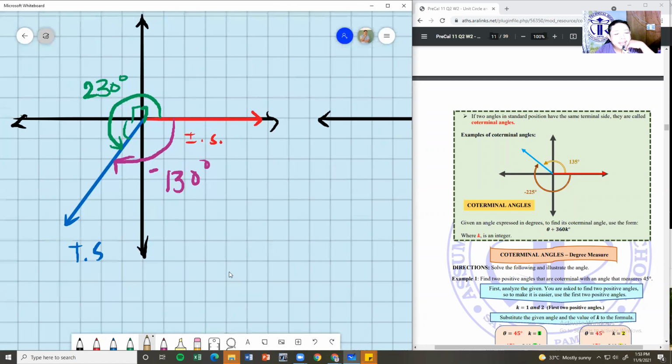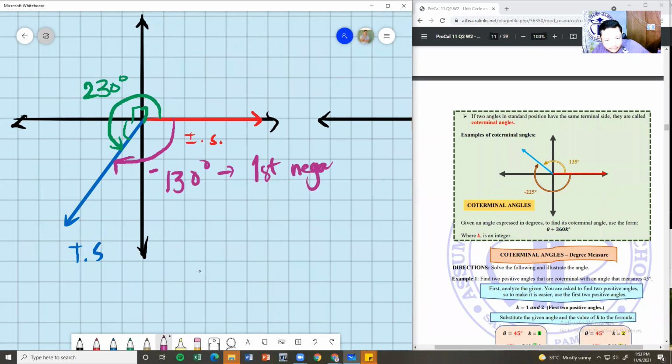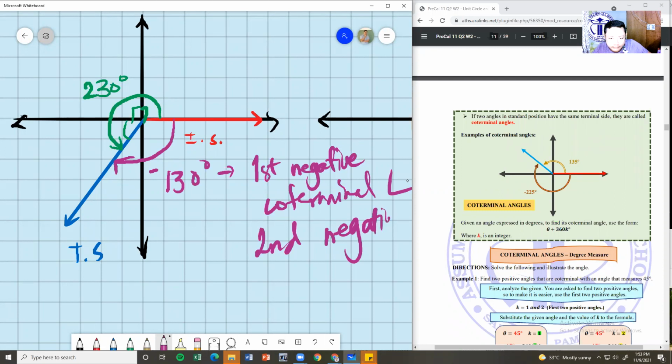Okay. So I already have this first negative coterminal angle. Okay? Now, I want you to give me the second negative coterminal angle. Go. Type your answer in the chat box. Give me the second coterminal angle of this figure. Go. Can you imagine it?